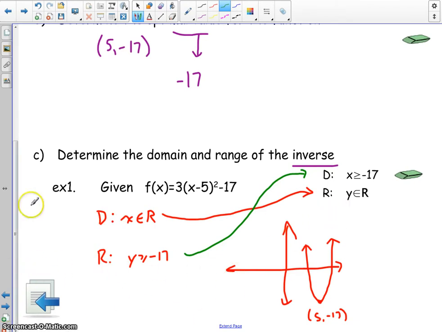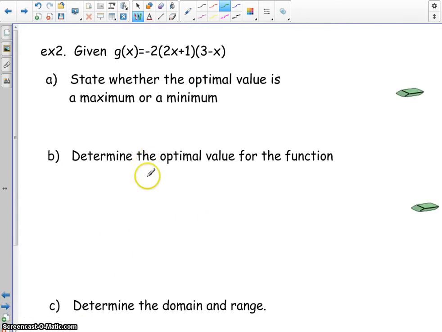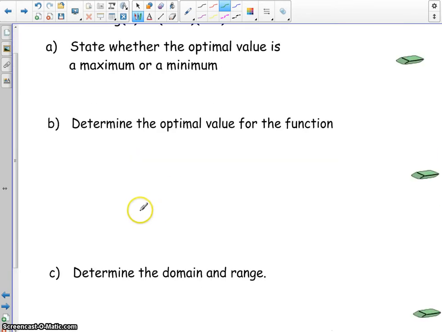Okay, so let's move on. This was an example of one in vertex form. Now let's take a look at one in factored form. I want you guys to try this on your own. See if you can answer all these questions: whether the optimal value is a max or min, what the optimal value is, and the domain and range. So pause it and push play when you're ready to see the answers.